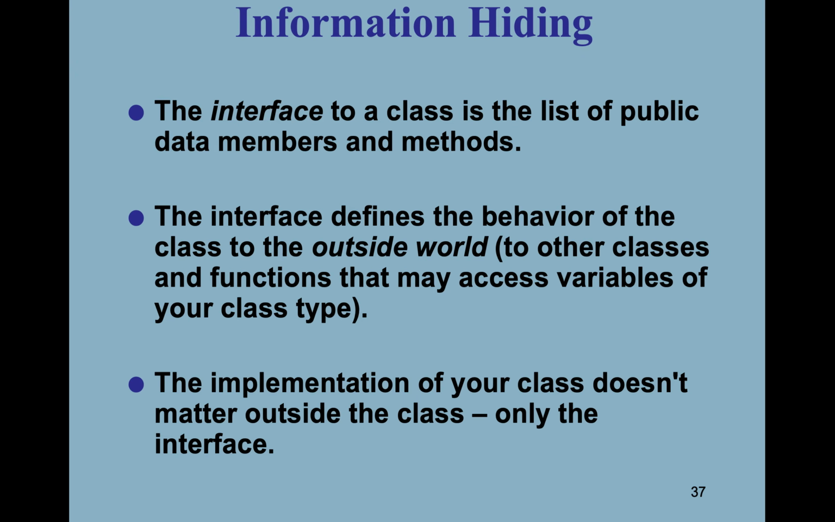A good example, actually, of an interface is System.out.println. We just use System.out. We don't know how it's implemented. There's an interface that tells us System.out does this. But there's a different System.out for all the different platforms, for all the different versions of the JVM. So the interface defines the behavior of the class to the outside world or to other classes and functions that may access variables of that class type. So the implementation of your class doesn't matter outside of the class, only the interface matters.